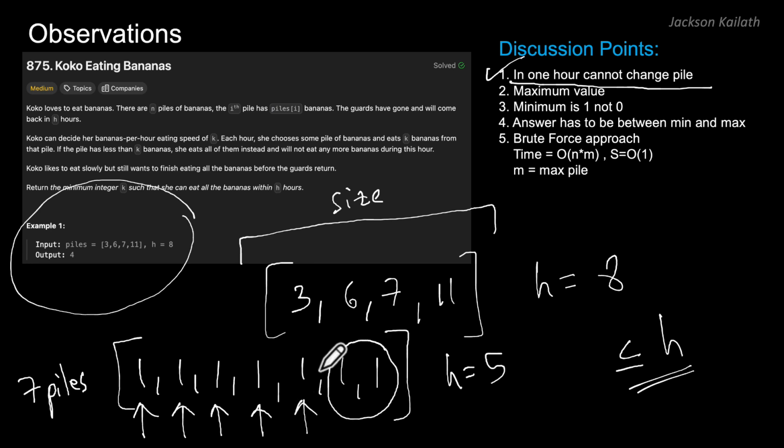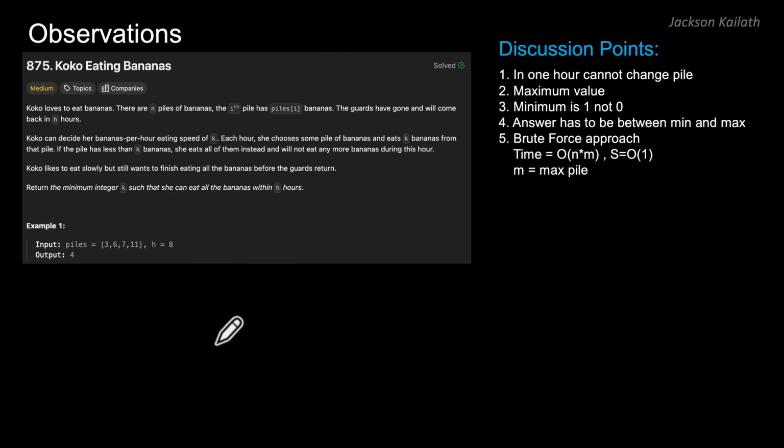the bananas. So therefore, because she cannot change the pile in a certain hour, if I call the length of the piles array as n, then n has to be less than or equal to h. Now, because n has to be less than or equal to h, let's try to find the maximum value or the maximum speed at which she will have to eat the bananas. And with the maximum value, I mean that definitely if she eats at that speed, she would be able to cover all the bananas in the given h hours.